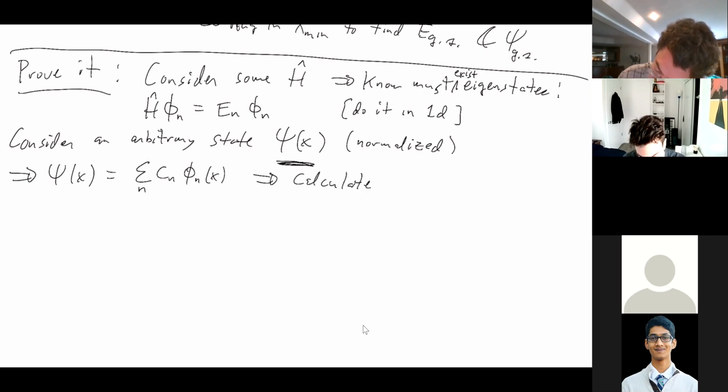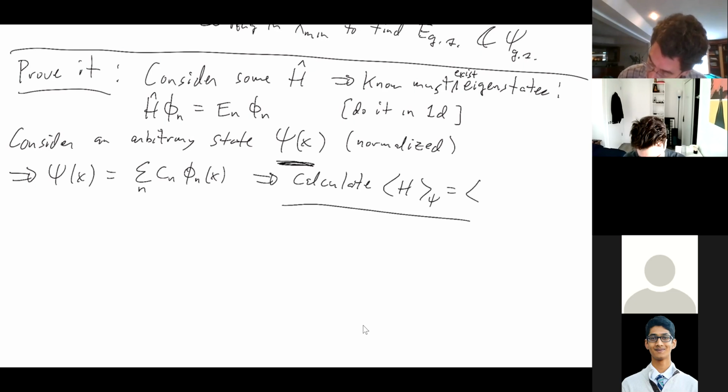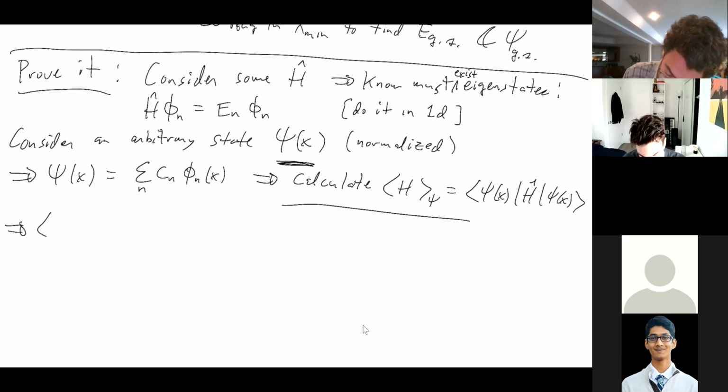And so then what we can do is calculate the expectation value of the Hamiltonian for that state, psi. And this is equal to psi of x, H, psi of x. Let's calculate this. And remember, this state is not necessarily an eigenstate, it's an arbitrary state.